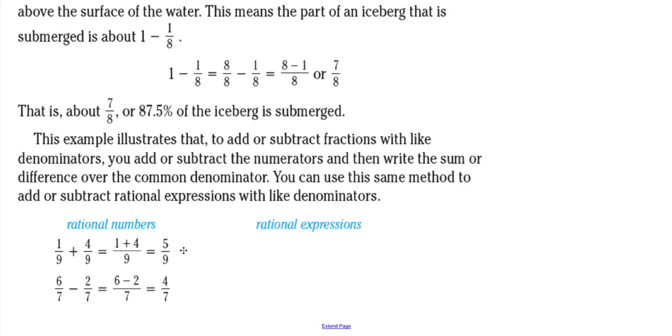So if we take the same idea and do it with variables, for example, if you have 4 over y plus 7 over y, it'll be the same as 4 plus 7 all over y, or 11 over y. Taking it one step further, if you have now 9 over 5z minus 6 all over 5z, that will be equal to 9 minus 6 all over 5z, or 3 over 5z. Okay, so let's use the same principle to add and subtract rational expressions with like denominators.